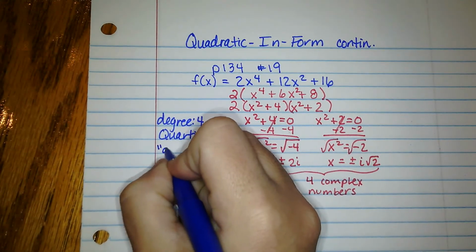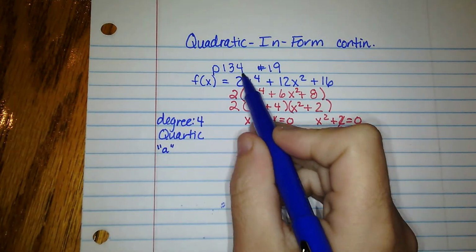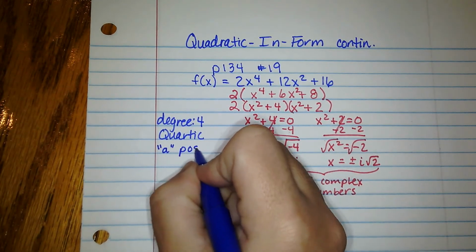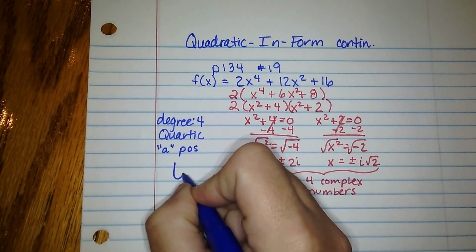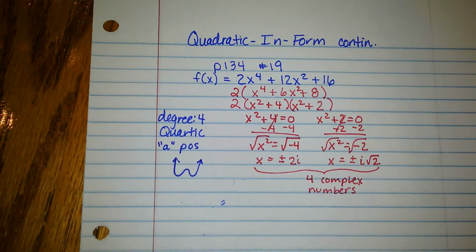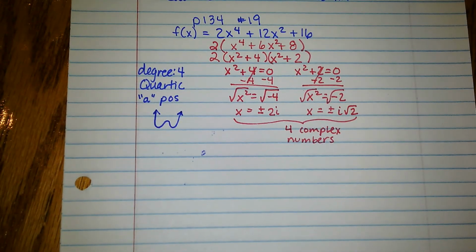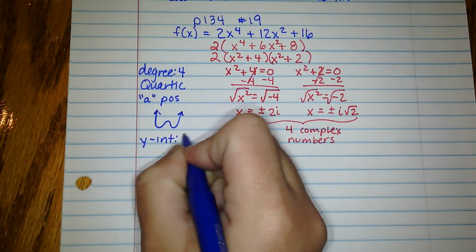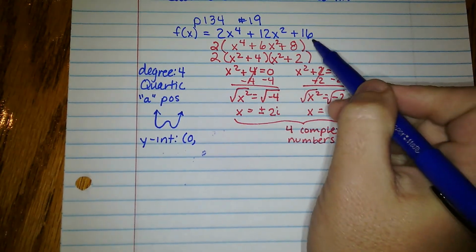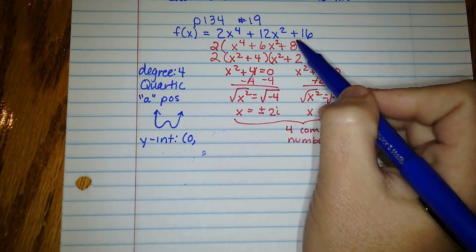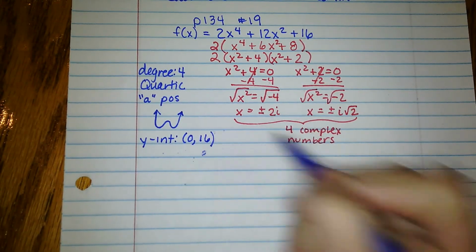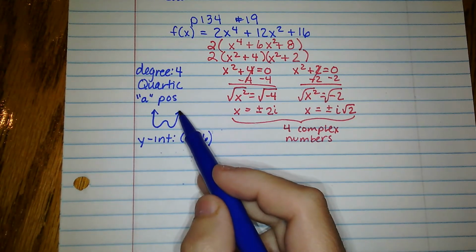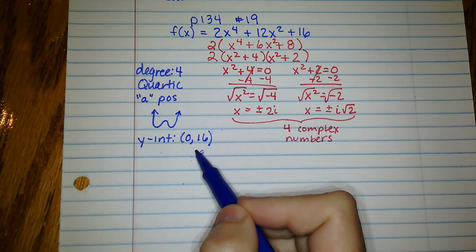So let's take a look at our a value and see what's what. Our a value for our x to the 4th term is a positive 2. So because a is positive and it's a quartic, it's going to start up, end up, and have a W shape one way or another. Y-intercept is the last thing, and that's 0, comma, whatever our constant is. In our given equation, our constant is 16. So I've got a quartic whose end behavior is start up, end up. I've got a y-intercept of 16.